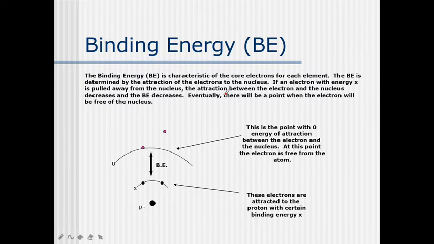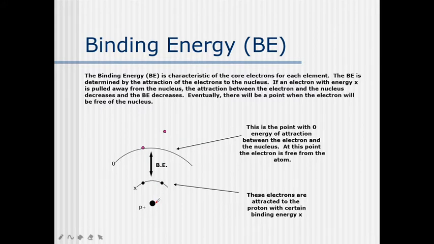What is a binding energy? Now we are speaking about the binding energy of the core electrons for each element. The binding energy is determined by the attraction of the electrons to the nucleus. Now how strongly are the core electrons attracted by the nucleus? If an electron with energy x is pulled away from the nucleus, the attraction between the electron and the nucleus decreases.